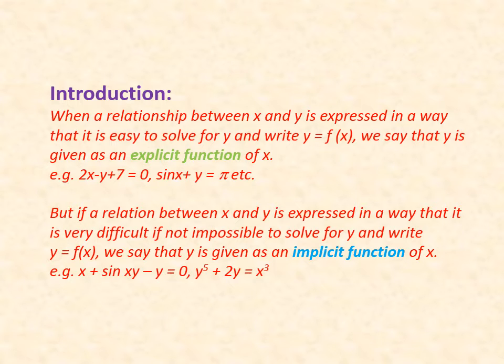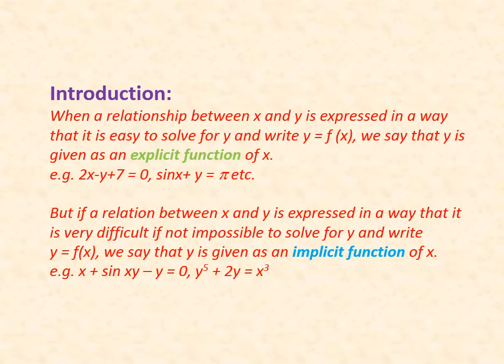Now it's very simple. When a relationship between x and y is expressed in a way that it is easy to solve for y, it simply means that from the equation you can find the value of y in terms of x. Then the function is called an explicit function. For example, I have taken 2x minus y plus 7 equals 0. From here you can very easily find the value of y. So such functions from where we can easily find the value of y in terms of x are called explicit functions. Clear? You can see the examples.